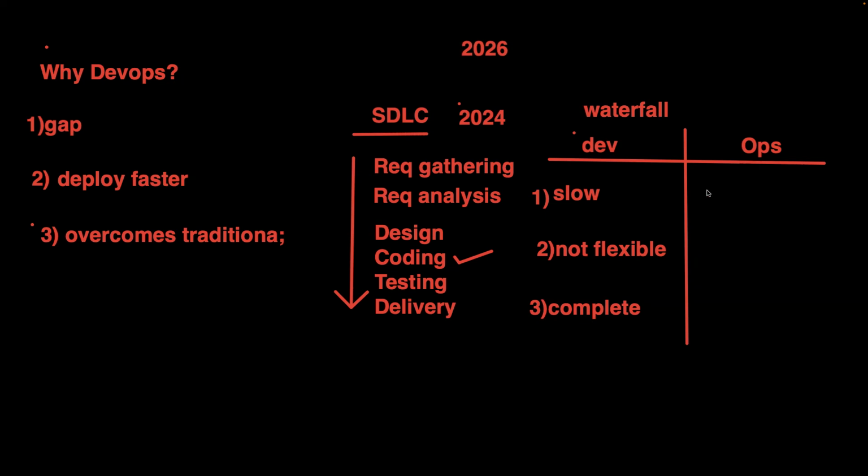Similarly, the ops team also faces challenges. Because this methodology is slow, they need to maintain the servers up and running, right? They should maintain the servers for a longer duration. Maintaining the servers for a longer duration without downtime is a challenge. Here I'm talking about without using any tools.